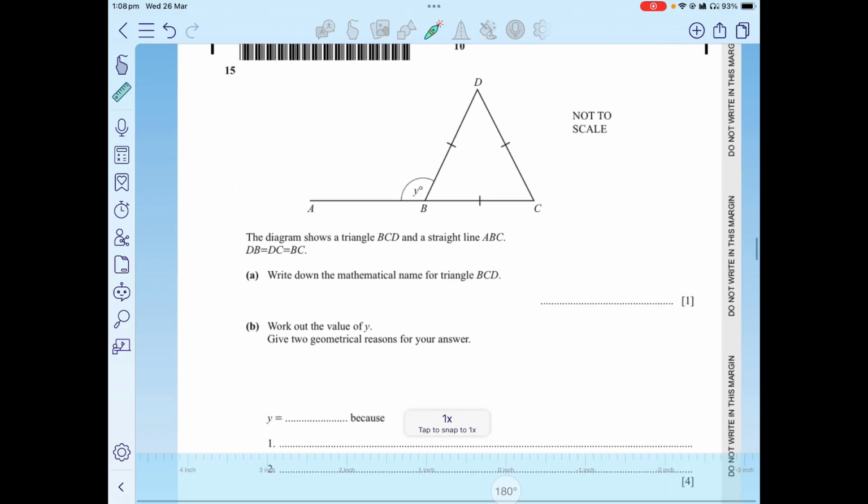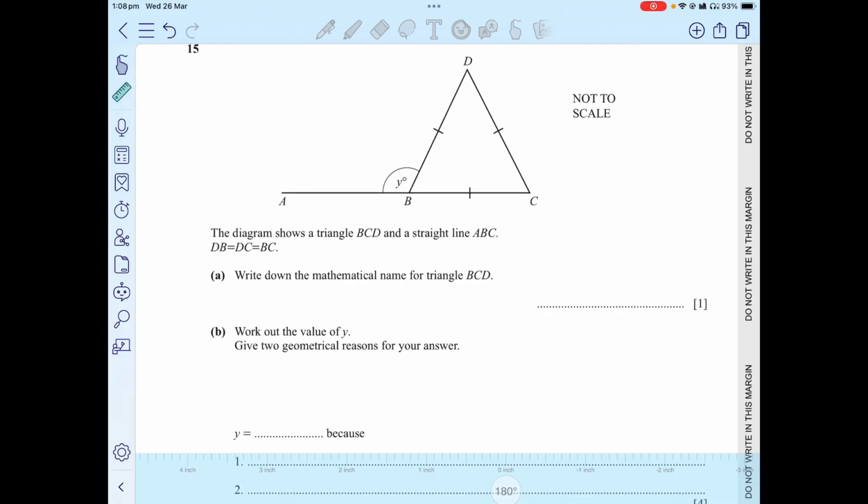Question number 15 tells us the diagram shows a triangle BCD and a straight line ABC. Write down the mathematical name for triangle BCD. The mathematical name for a triangle which has all equal sides and all equal angles. If all the sides are equal, all the angles will also be equal. And that triangle is called an equilateral triangle.